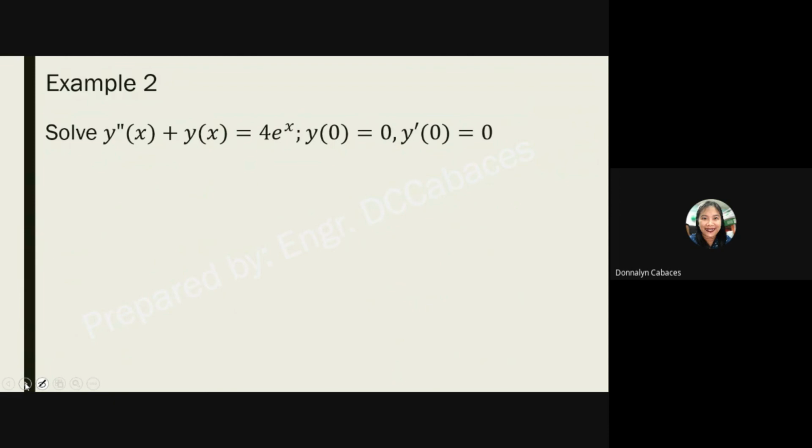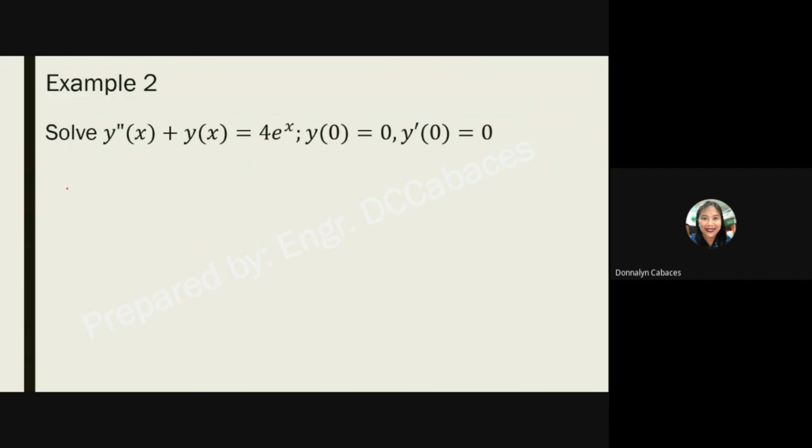Example number 2, solve y double prime of x plus y of x is equal to 4 e to the x, given y of 0 equals 0 and y prime of 0 is equal to 0. This time I use a function of x, not a function of t, but it's just the same. It's a matter of the independent variable.